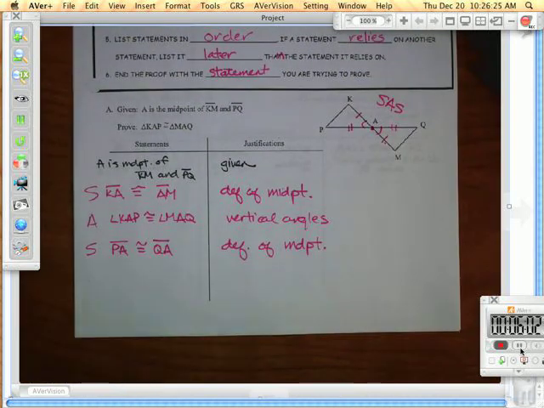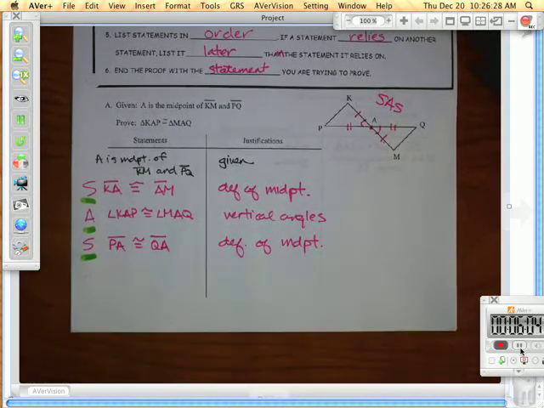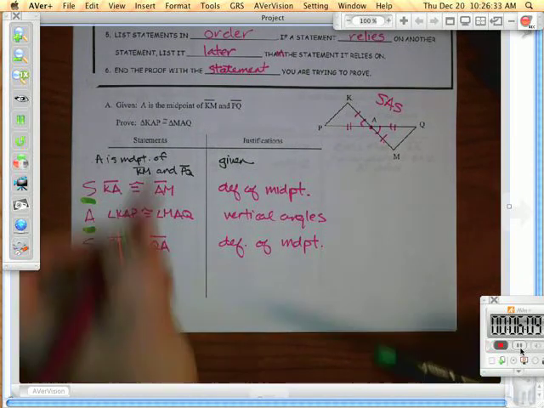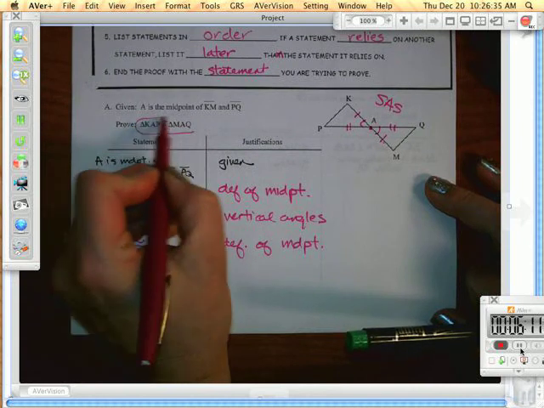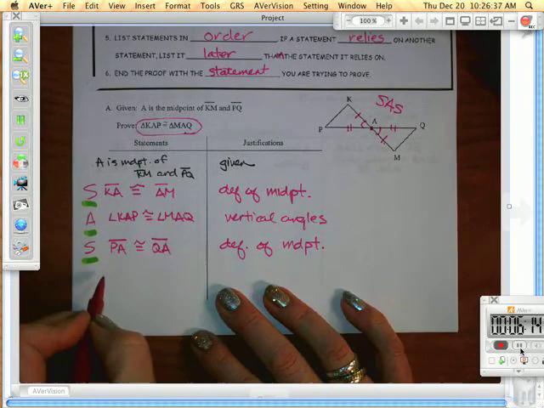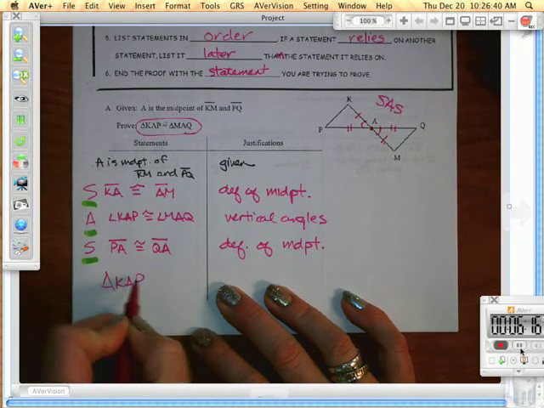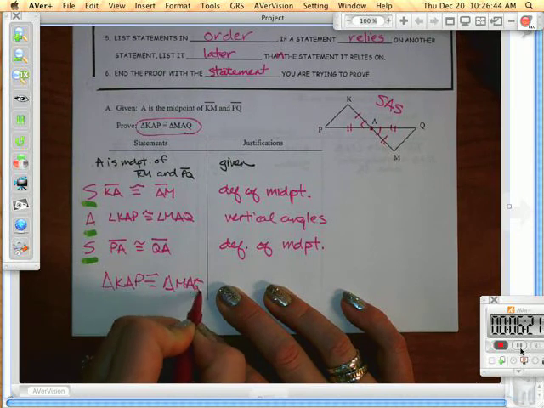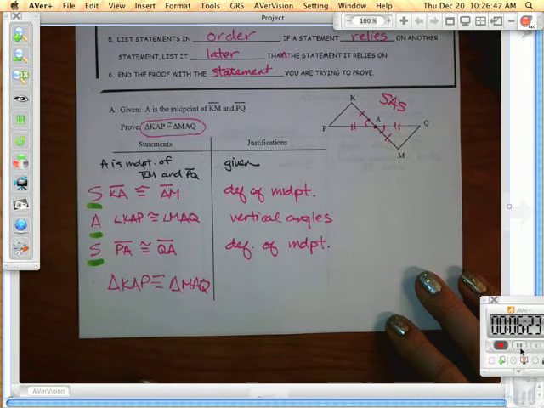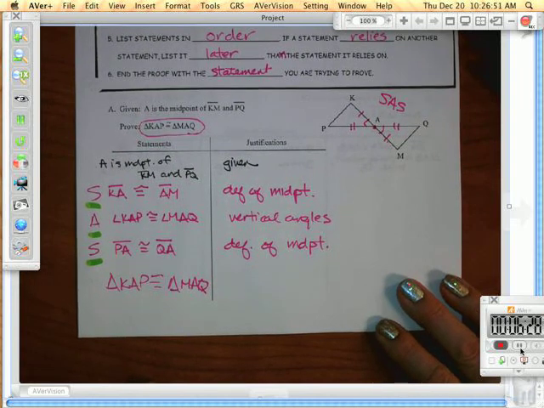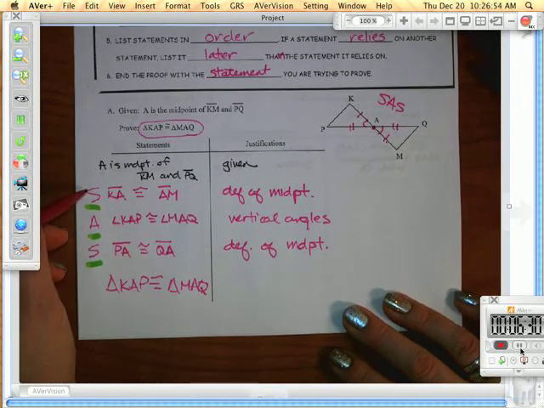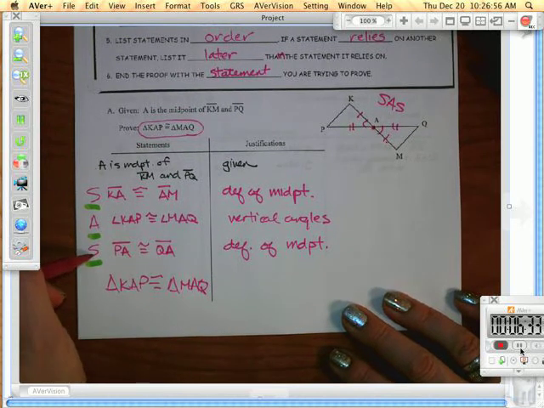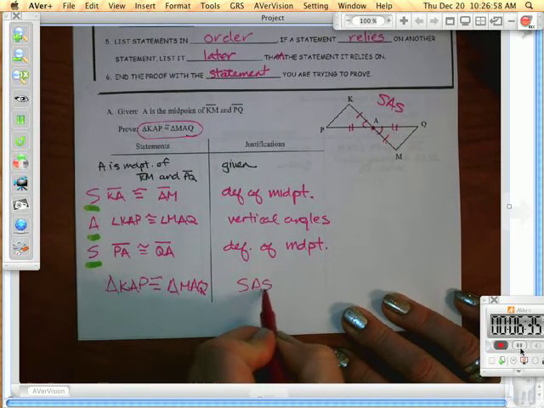Did I do my side, angle, side? Have I proven every statement? So then the last thing I have to do is end the proof with what I'm trying to prove. So I need to say triangle KAP is congruent to triangle MAQ. I need to state that, and I need to state why I know that. Which postulate am I using? SAS, right? Because of the SAS postulate.